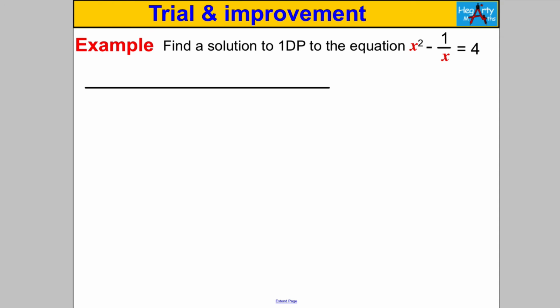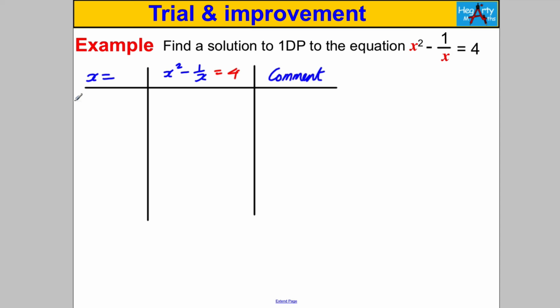Right, table time. So why don't we try x is, I don't know, 1. That's as good an effort as any. If I do 1 squared take away 1 over 1, I get 0, and that's too low. If I try x is equal to 2, I'm going to get 2 squared, take away 1 over 2, and 4 take away a half is equal to 3.5, and again that's too low.